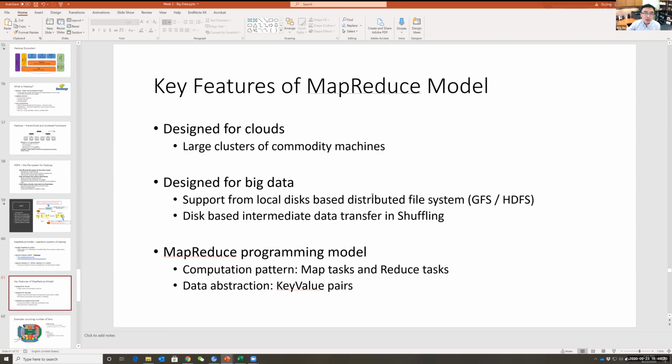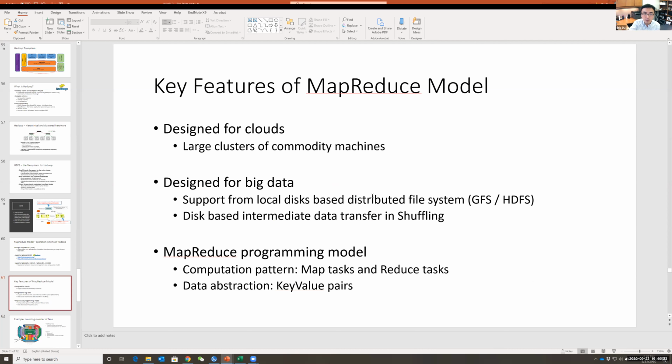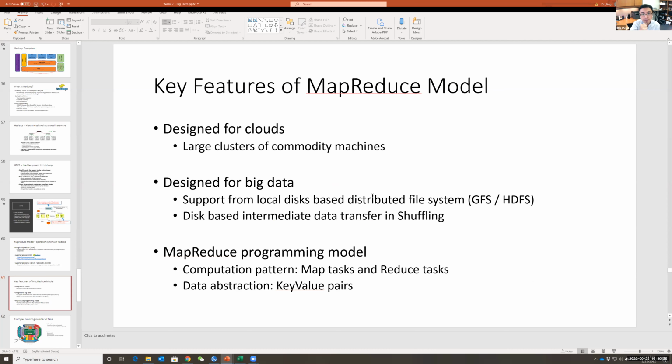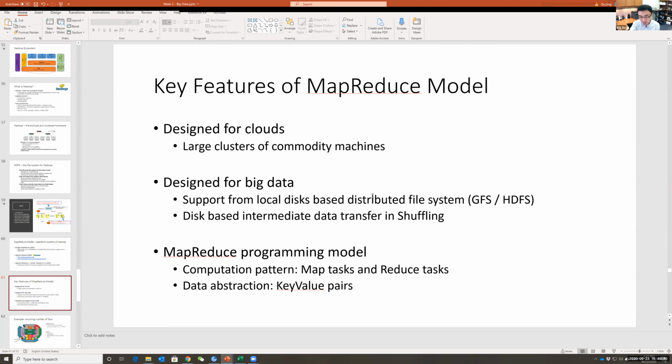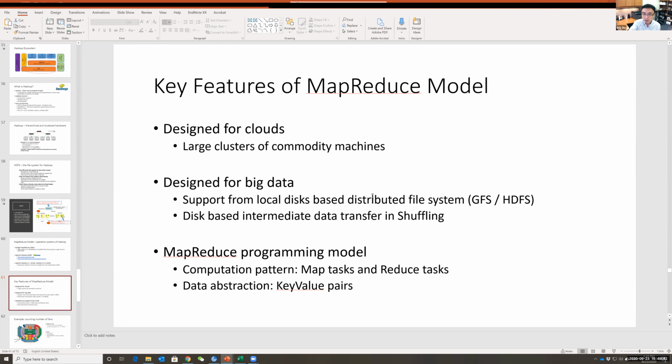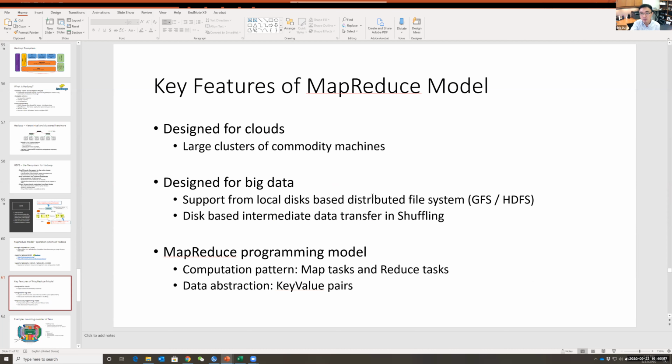So the key features of the MapReduce model, the operation method, is designed for clouds. You know that because the HDFS, the hardware of Hadoop, is actually cloud servers. So the operating system must be designed for the cloud server. And also large clusters of commodity machines, which means I don't require special supercomputers. Just regular PCs can support this Hadoop system by using the MapReduce method.